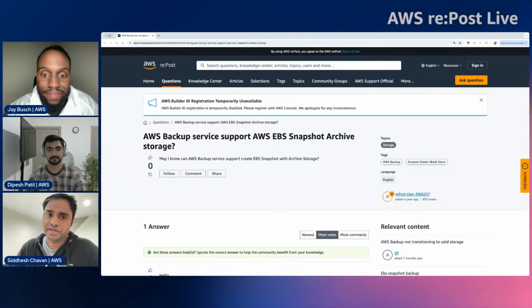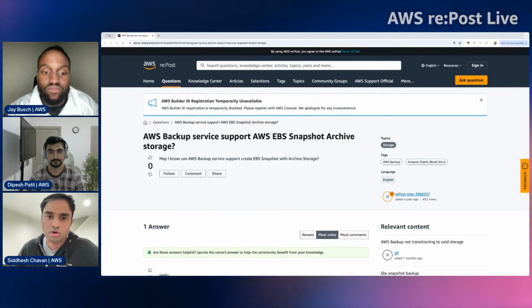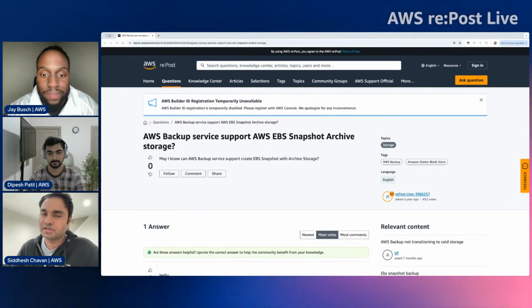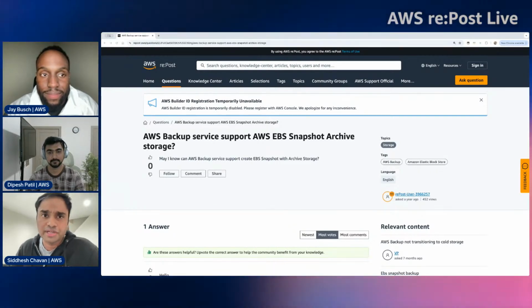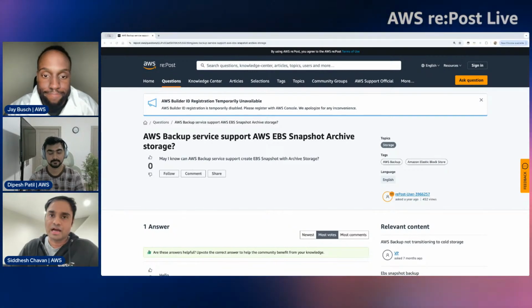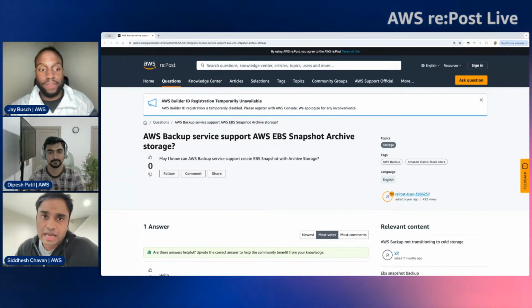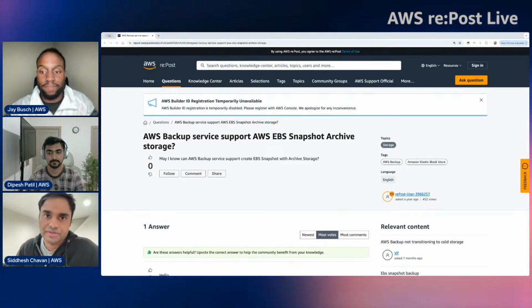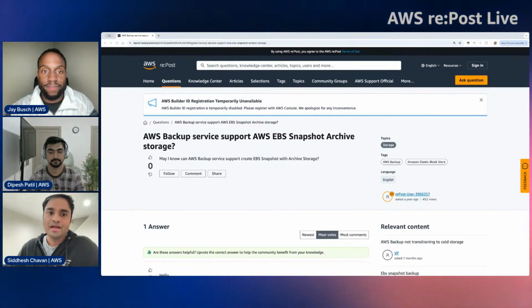In re:Invent of 2022, we announced the EBS snapshot archive tier, which is a low cost long-term storage tier for rarely accessed snapshots. By default, when you create a snapshot for your volume, it is stored in the standard tier. But now you have the capability to move some of your snapshots from the standard tier to the cold archive tier, which is 75% cheaper compared to your standard tier.